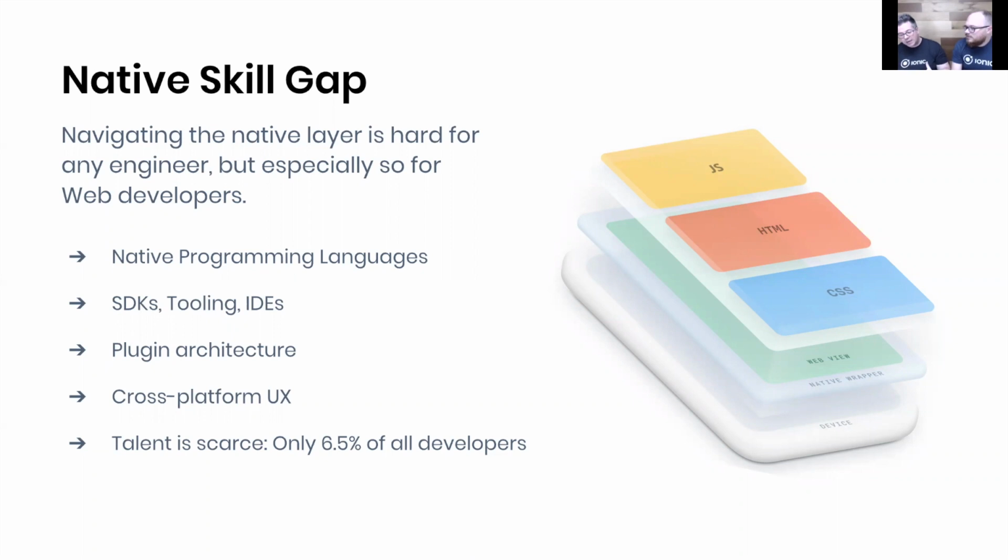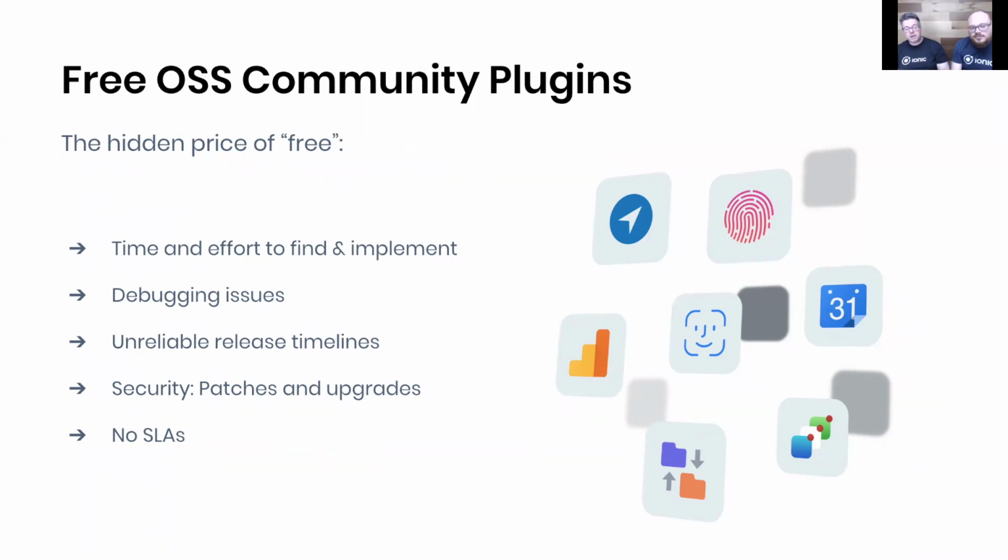And then when you look at it and think, well, maybe I can hire for this or I can outsource it. Well, based on recent surveys from Stack Overflow, only 6.5% of developers worldwide know native technologies. So that's going to be really challenging to find that talent, right? Because of the native skill gap and those talent challenges, what ends up happening is teams, of course, naturally turn to free open source community plugins. I mean, that absolutely makes sense, right?